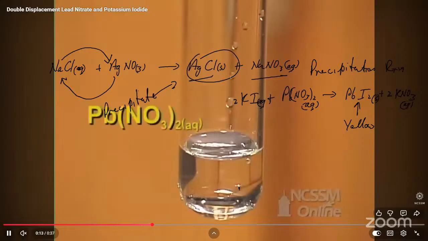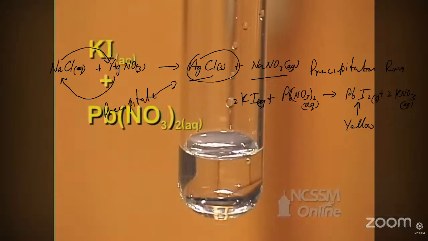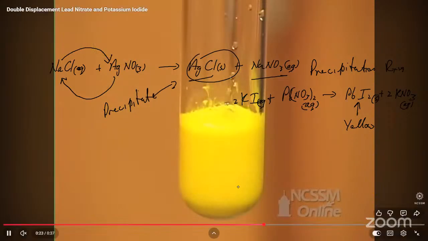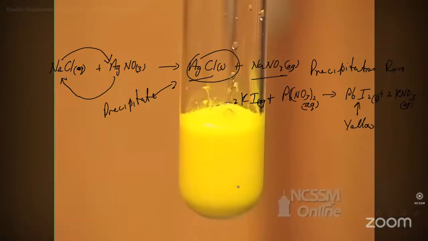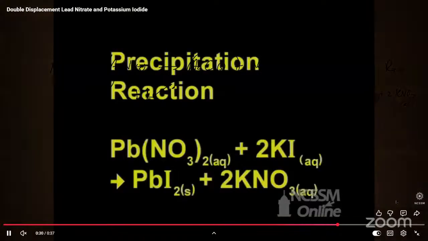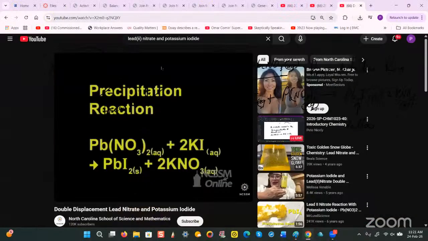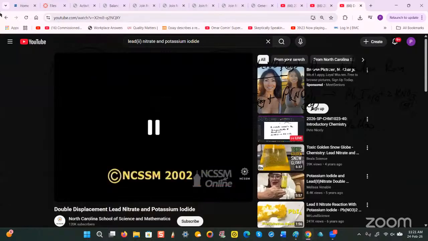Okay, so this is the lead 2 nitrate in an aqueous solution, and I think what's going to happen is that, there you go. You see the spontaneous formation of the yellow solid. That would be the lead iodide, which I have over here. All right. And that's the equation that I just had. So that's basically what happens in that particular case. All right, so let me go back to, where was it?